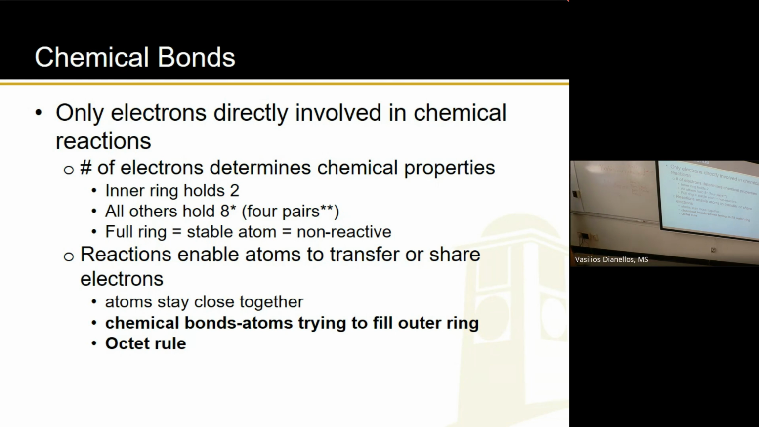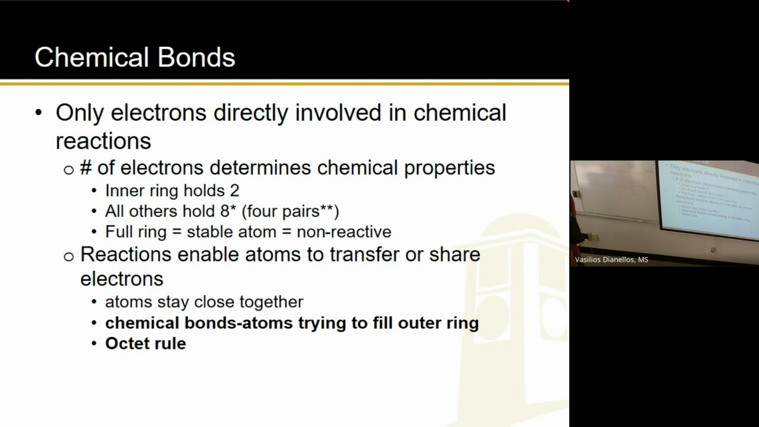So let's get specific. How does this work? It's the number of electrons that determines the chemical property of any given atom. And again, that's not going to be a test question. That's something you need to know to be able to figure out the test question that I'm going to give you. Definitely, you'll need to know it to figure out some stuff for lab next week.